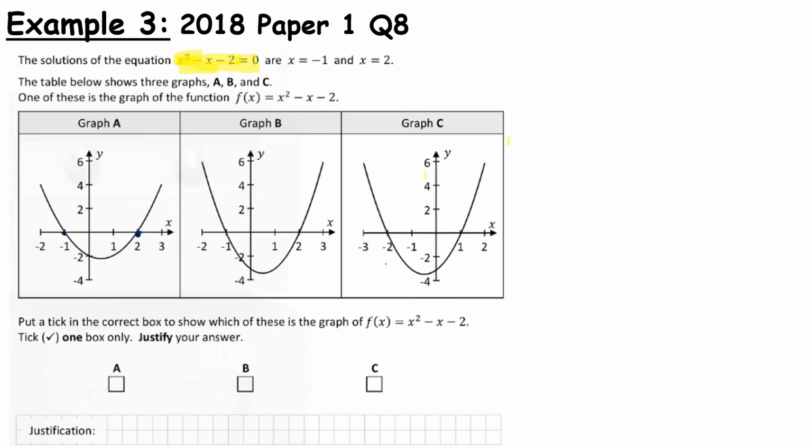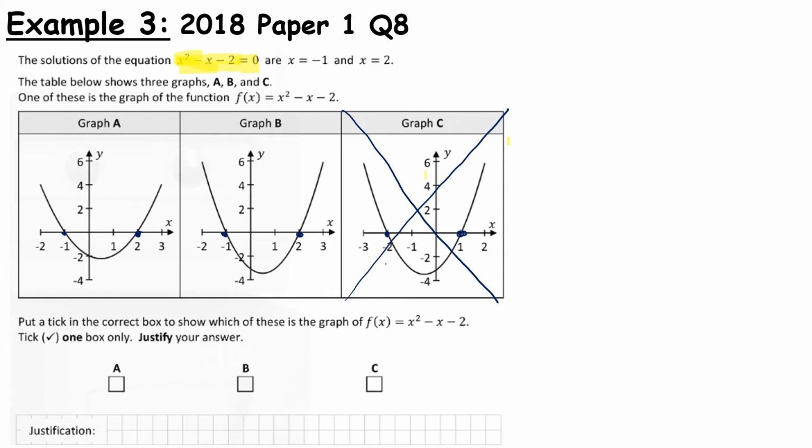So graph A looks fine. Graph B, x equals minus 1, x equals 2. That's perfect. But graph C, x equals minus 2 and x equals 1. These are the wrong way around. So C is definitely incorrect. So this is the first step in trying to figure out which of the 3 graphs is correct. We're now left with 2 graphs, graph A and graph B. Both have the correct roots, the roots being x equals minus 1 and x equals 2. So we need one other piece of information to try and match the graph correctly.